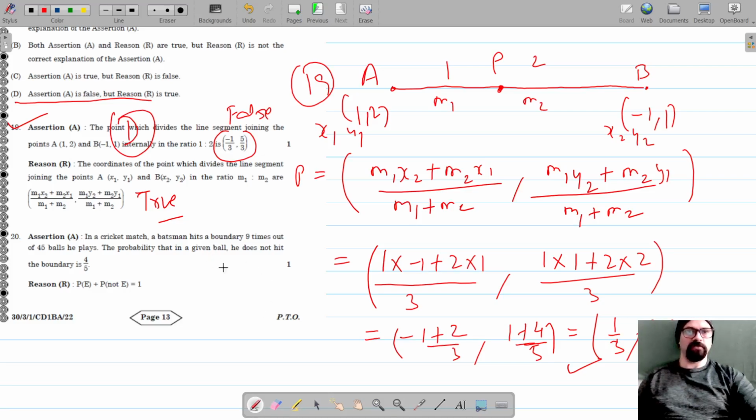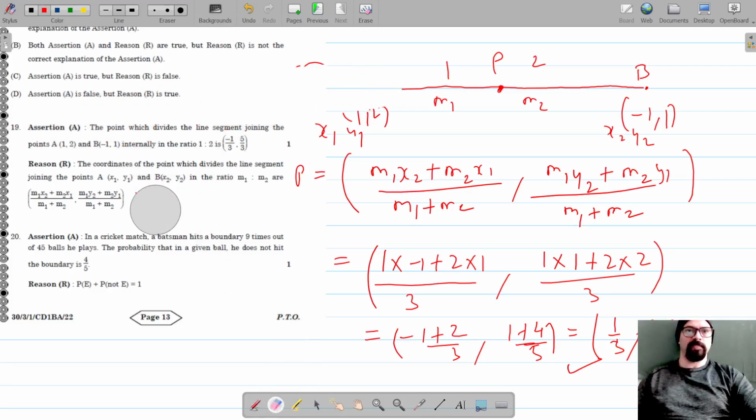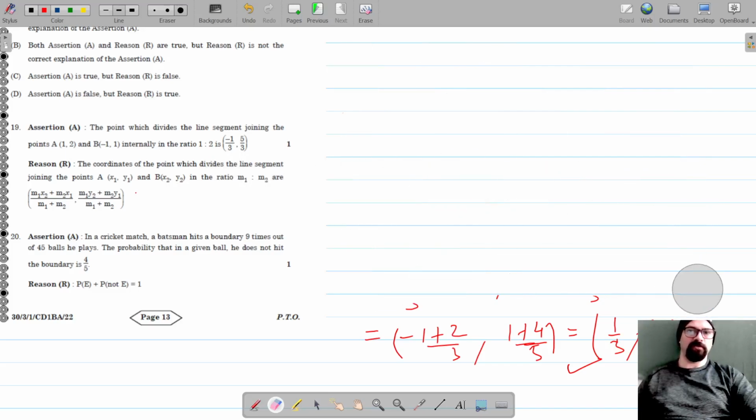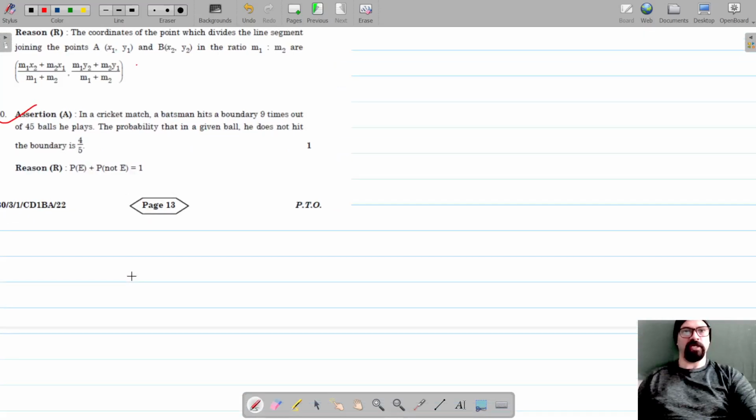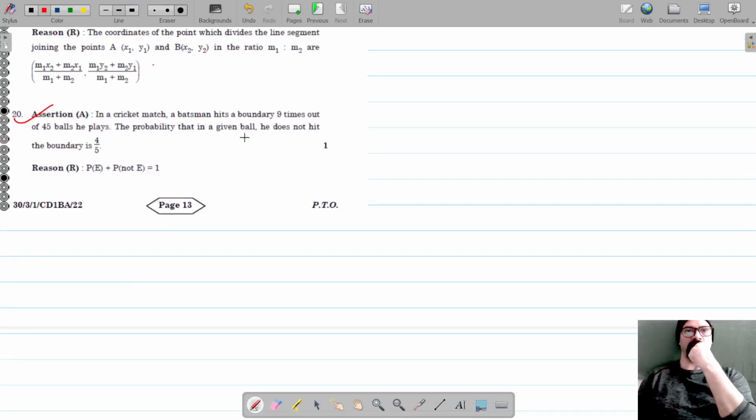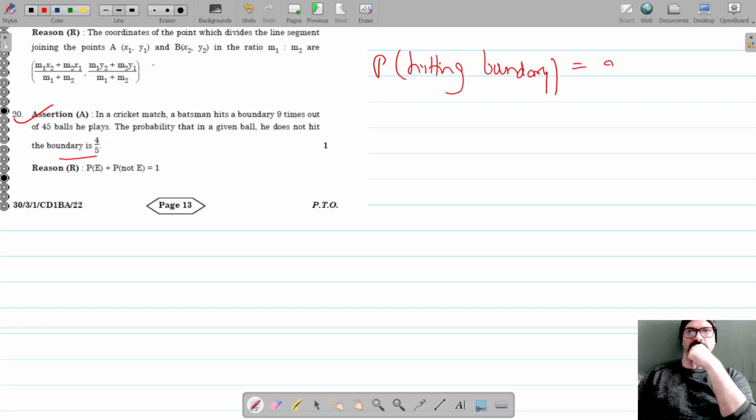Okay, moving on to question number 20. For question number 20, it's given that in a cricket match, a batsman hits a boundary 9 times out of 45 balls he plays. The probability that in a given ball he does not hit the boundary. So probability of hitting boundary is 9 out of 45, and probability of not hitting the boundary is 1 minus 9 by 45.